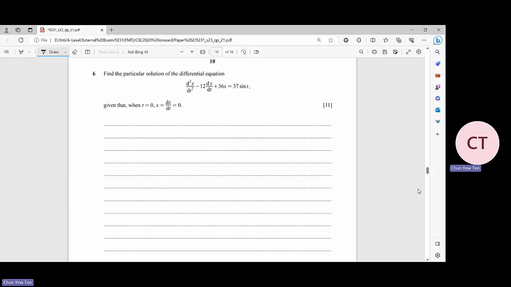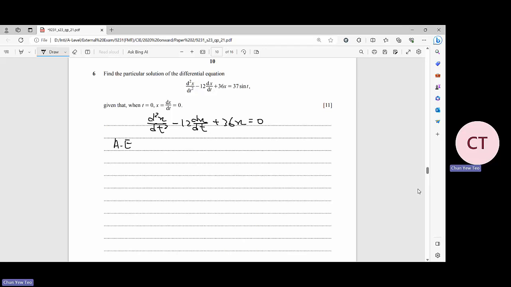Okay, now we take a look at question number 6. Find the particular solutions of the second order differential equations given that when t equals 0, x equals 0 and dx/dt equals 0. So this is a second order differential equation. First of all, we write down the left hand side of the differential equation, and that is equal to 0.